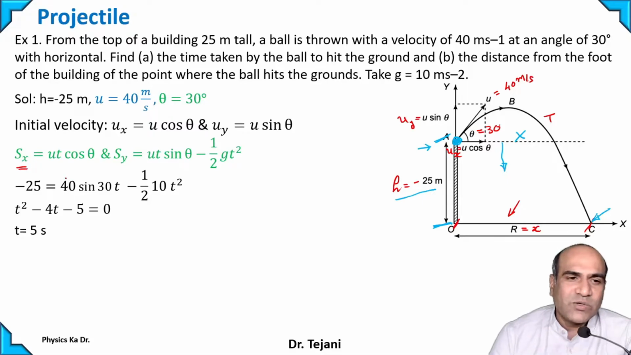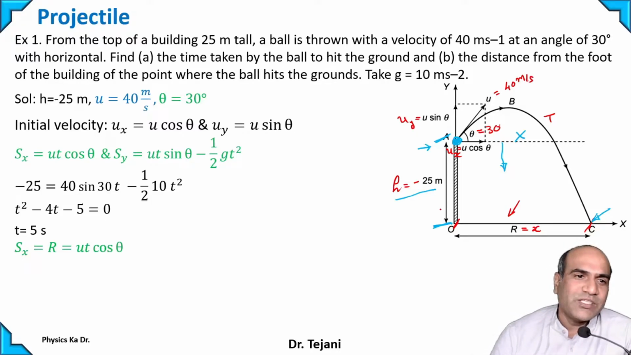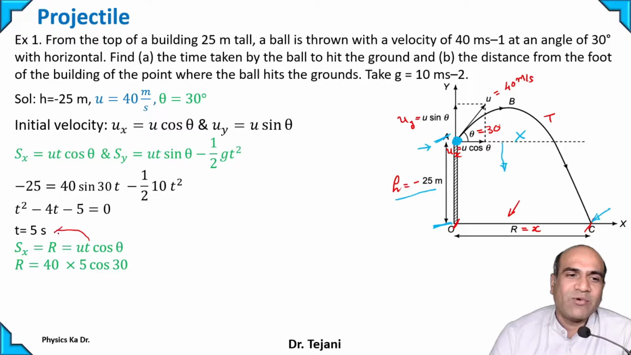So sx is equal to ut cos theta. We can use this equation. So sx is giving x, or simply you can say R, that is giving range. R is equal to ut cos theta. What is u? For t, it is taking time. Now we got a value of time of flight.